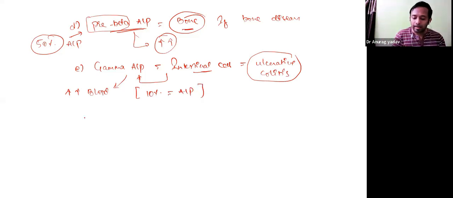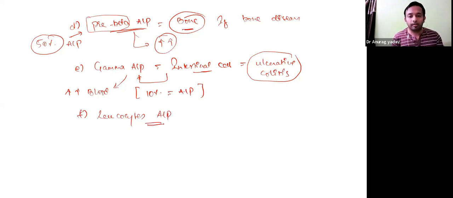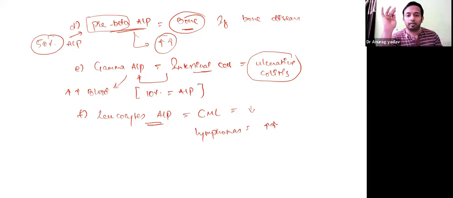Now, last type, there is ALP present in leukocytes, leukocyte alkaline phosphatase. So whenever there is disease of leukocytes, say CML, chronic myeloid leukemia, the cancerous condition of the leukocytes, the concentration of ALP decreases. If the person has lymphomas, then the concentration of this type of isoenzyme, leukocyte derived ALP, will be elevated. So these are the 6 different types of ALP.